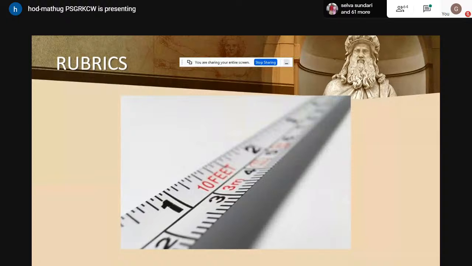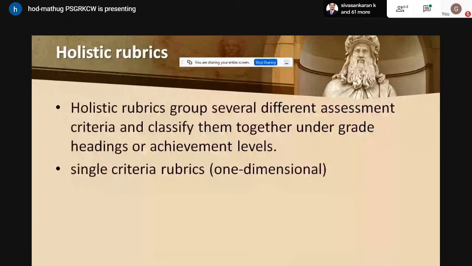Faculty can participate in group readings of different products together. As I mentioned earlier, there are two types of rubrics. One is holistic, the other one is analytic. In the holistic rubrics, we group several different assessment criteria and classify them together with its achievement levels. In other words, it is a single criteria rubric.